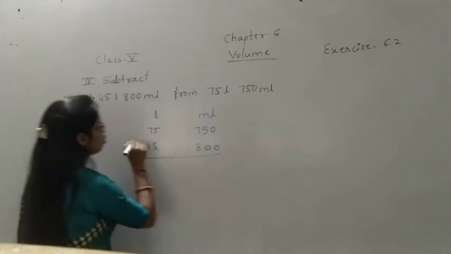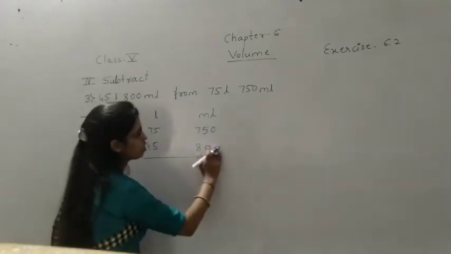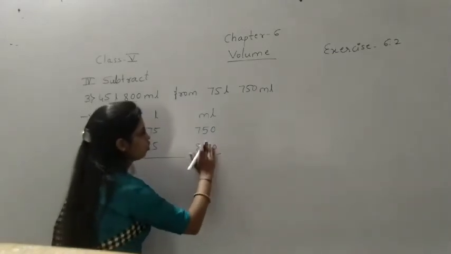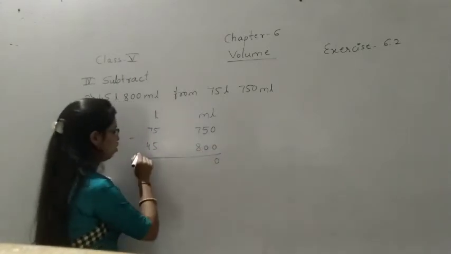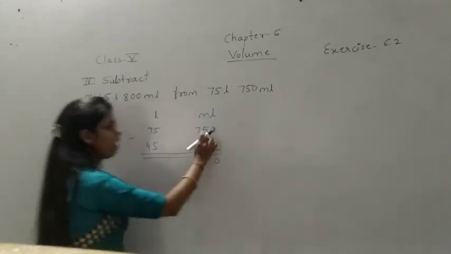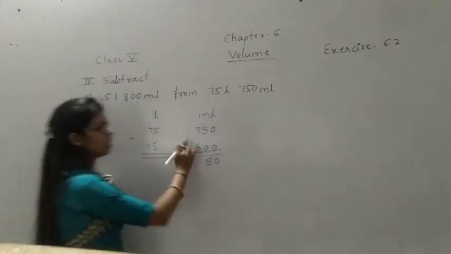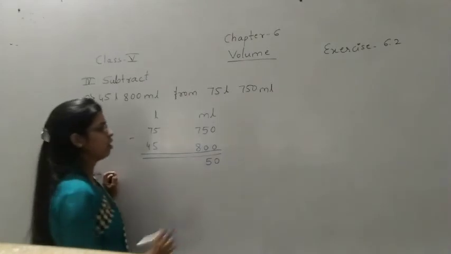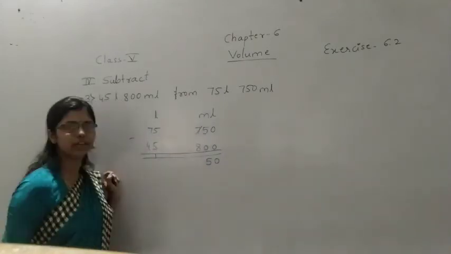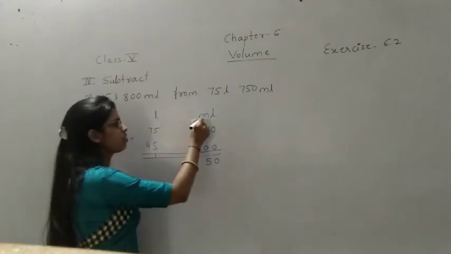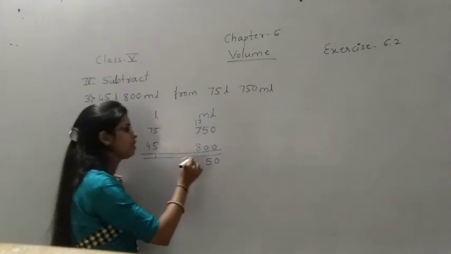0 minus 0 is 0. Next, 5 minus 0, that is 5. 7 minus 8 is not possible, so we should take one carry. So 7 becomes 17. 17 minus 8 means 9.